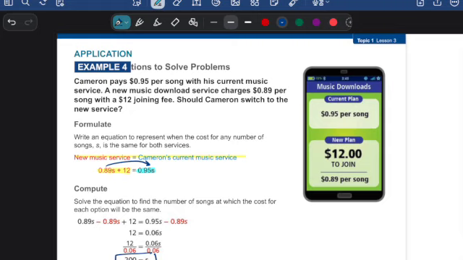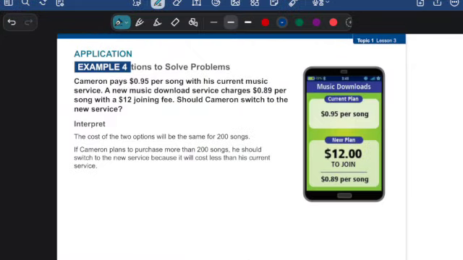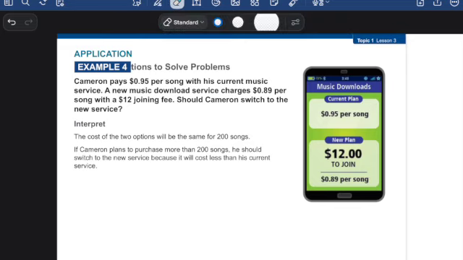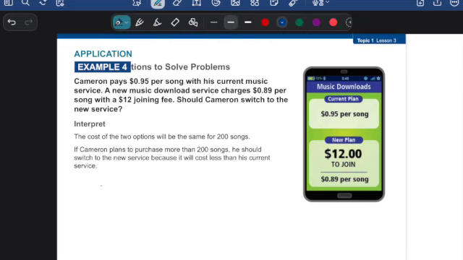Okay, so which one should he choose then? If he plans to purchase more than 200 songs, he should switch to the new service plan because it will cost less than his current service. So how can we figure that out? Well, if we did 300, let's just try typing in 300 to check, or even 250. So if S equals 250, let's double check. His new plan would be 0.89 times 250 plus 12.